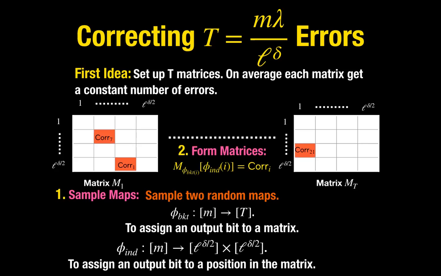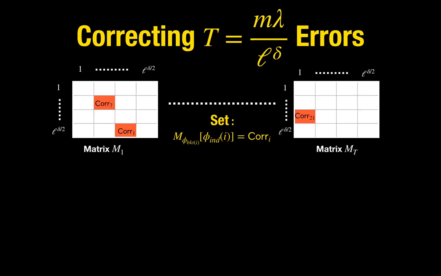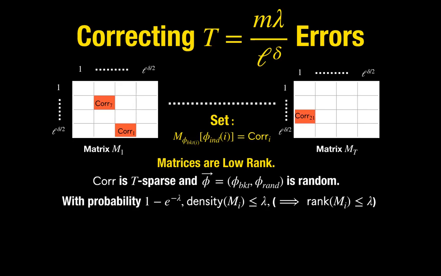Now what I do, same thing. I'm going to take this correction vector, which has t non-zero entries, and then use these maps to spread these errors into these matrices, M1 through Mt. Now, in expectation, all of them are getting at most one error. But probabilistically speaking, we can show that with very large probability, almost close to 1 minus e to the power minus lambda, each of them will get at most lambda errors. And this is a Chernoff style calculation. It's a pretty standard argument just because these maps are random. So all of them will get at most lambda non-zero entries.